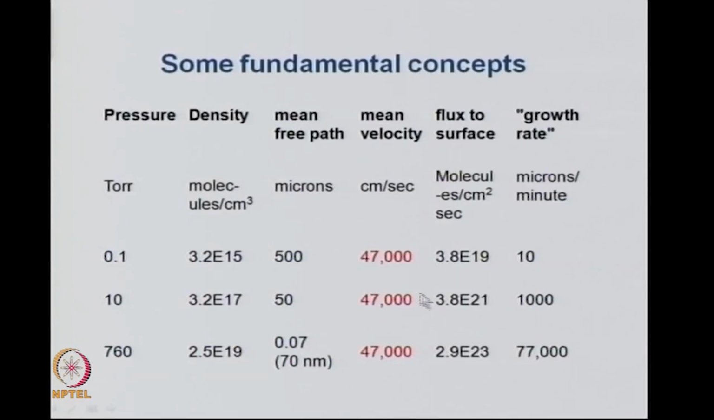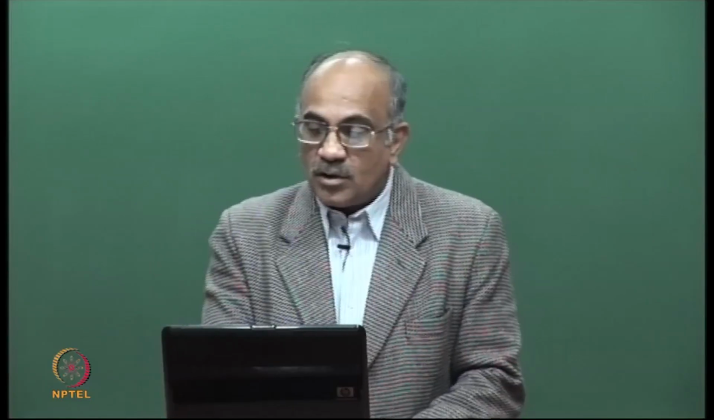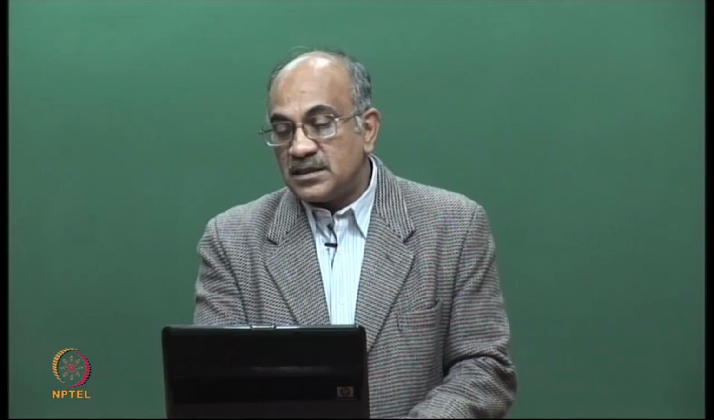So, you have kept the same mean velocity, but you have changed the pressure of the gas and the other parameters change, and finally, what you require is the film, and the thickness of the film you can control by controlling the partial pressure of the gas. This slide shows you how some of these numbers change by changing the partial pressure of the gas. As you go from low pressure to high pressure, you can change the thickness of the films, which is the right control that you want on the growth of the films using the CVD technique.